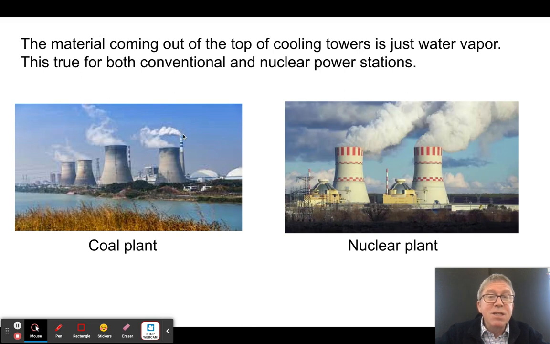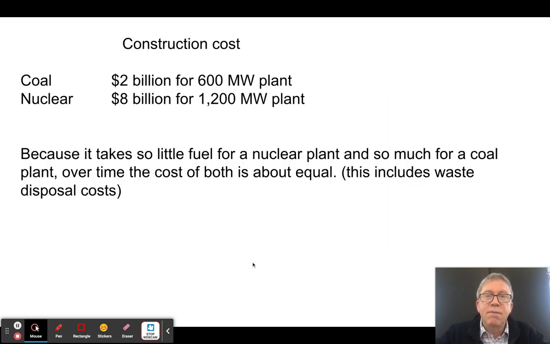The difference is you see smokestacks when you're burning coal or natural gas, and there I'm releasing things into the environment that are quite dangerous, whereas what's coming out of these cooling towers is just water. All right, now let's just compare costs. One reason we don't use nuclear power that much is because people are afraid of it, even though they shouldn't be.